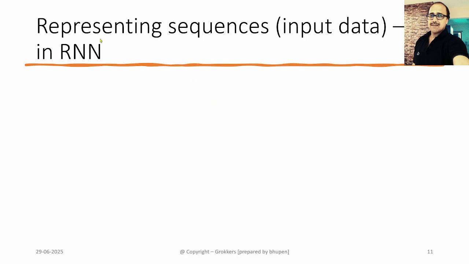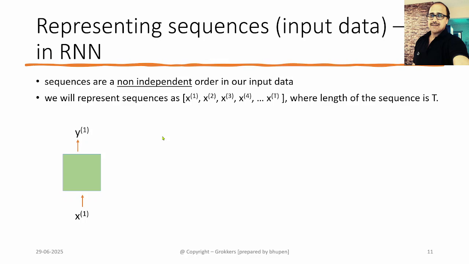In this presentation, I'll be walking you through how we represent sequences or input data in RNN, recurrent neural network. So sequences in RNN, or sequential processing, are non-independent. That means the sequences across the time steps are related. So that's why we have a special neural network called recurrent neural network.